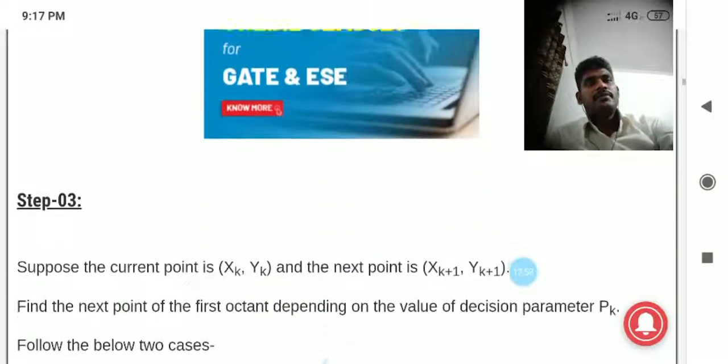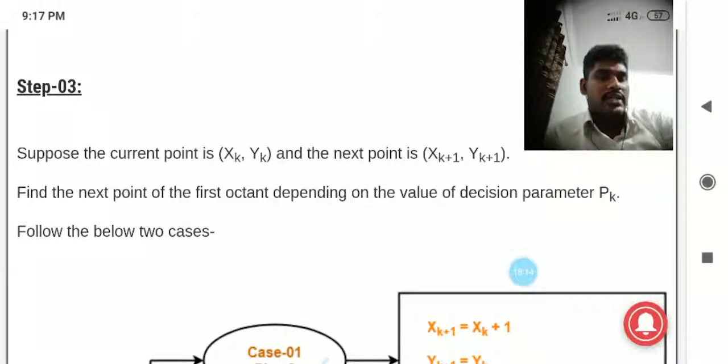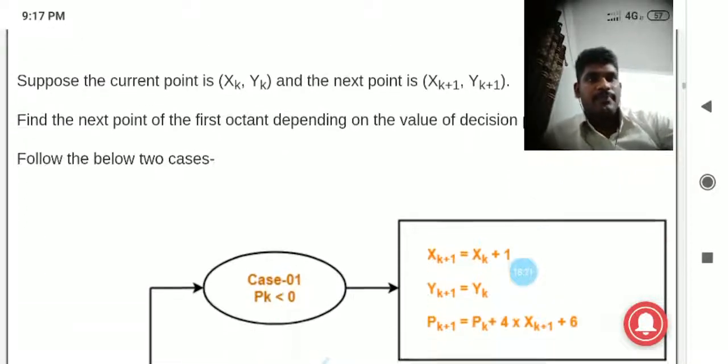Now listen. Just imagine the current point is (xk, yk), the x coordinate and y coordinate. These are the current coordinates. Now if you want to find the next x value and y value, the next point will be (xk plus 1, yk plus 1). Okay.